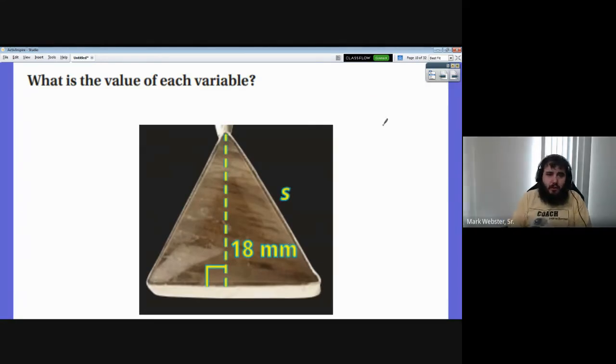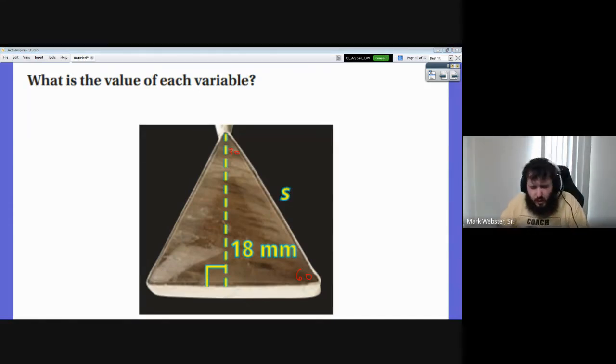Here, what I want you to do is figure out, they give you this right here. I'll give you a hint. This is supposed to be an equilateral triangle. So this is 60, this is 30, and this is 90 up here. I want you to find S.